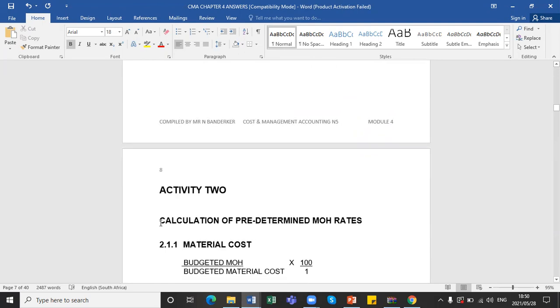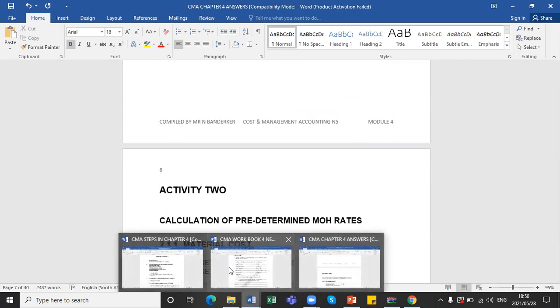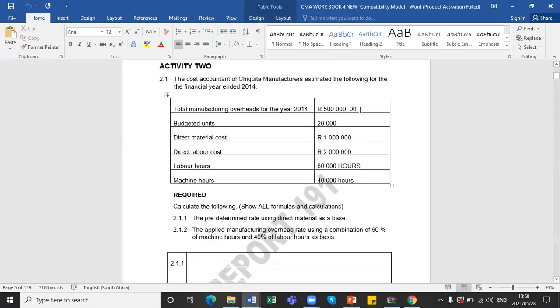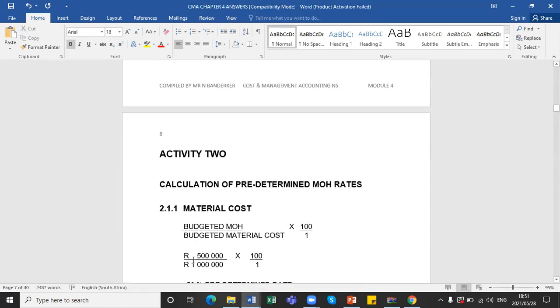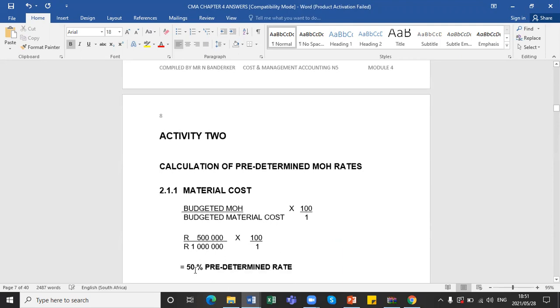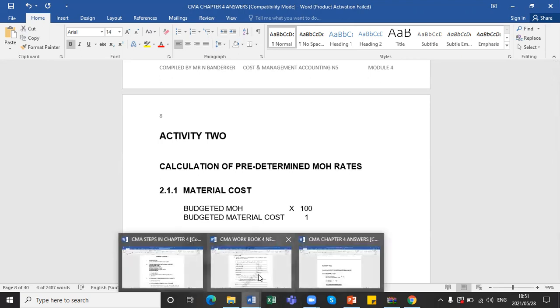So calculation of predetermined MOH rate. In 2.11, you must use material as your base. So it's budgeted MOH over budgeted material costs. So there's my budgeted MOH, and there's my budgeted material cost of R1 million. So I take 500,000 divided by 1 million times 100 over 1, and that is called my predetermined rate.